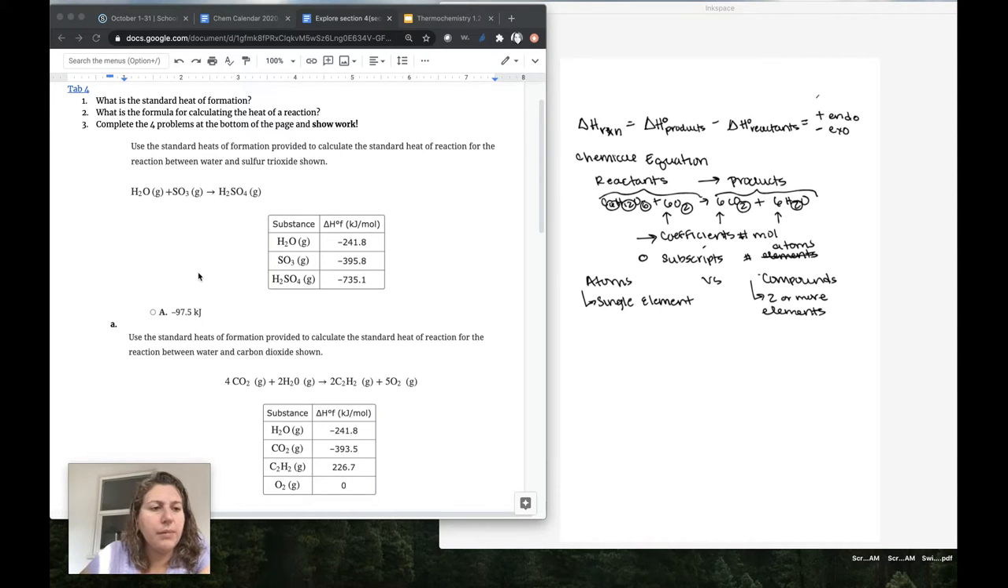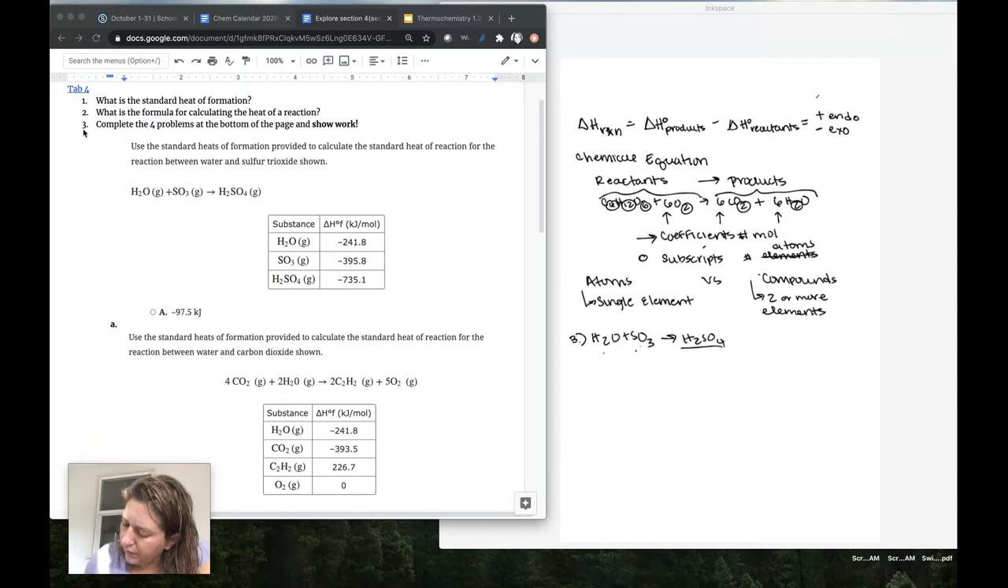Our first problem, which you can see on the left side, is number 3 from tab 4. I'm going to go ahead and write down number 3. It says use the standard heat of formation provided to calculate the standard heat of the reaction for the reaction between water and sulfur trioxide shown. We have this reaction of H2O plus SO3 yields H2SO4. This is water, this is our sulfur trioxide, and this is called sulfuric acid.